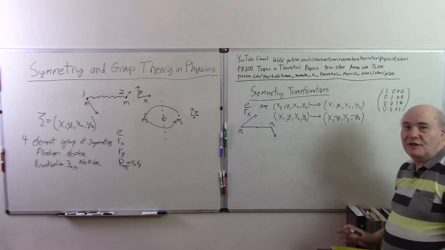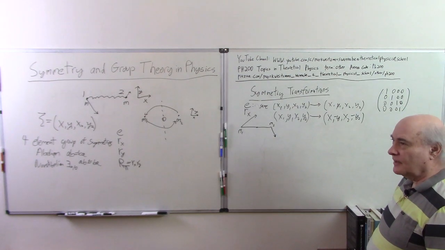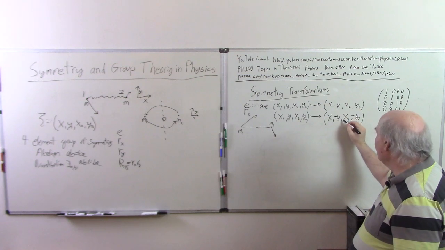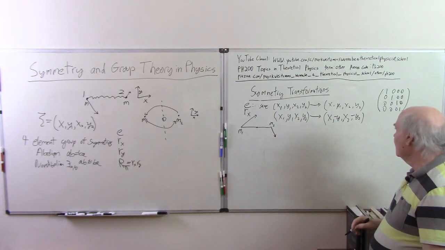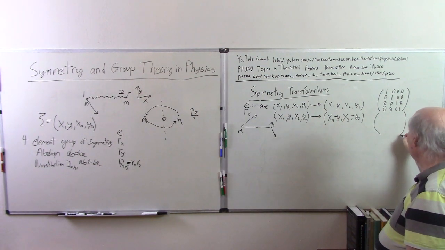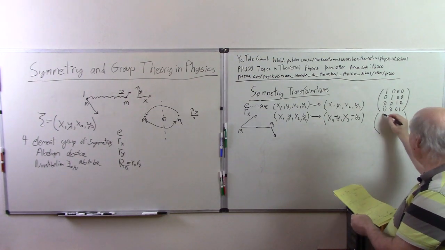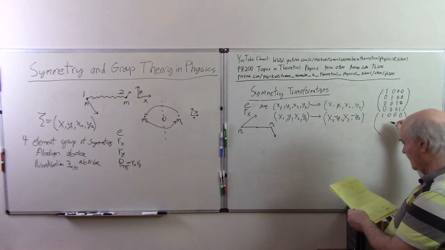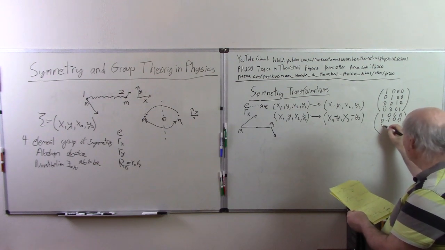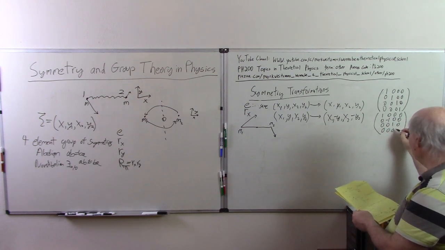I'm doing this painfully slowly, and I hope it doesn't bother people, but I found that sometimes students get confused with these very, very simple things, so I just want to do it real slowly. The matrix that represents this is 1, 0, 0, 0, 0, minus 1, 0, 0, 0, 0, 1, 0, 0, 0, 0, minus 1.